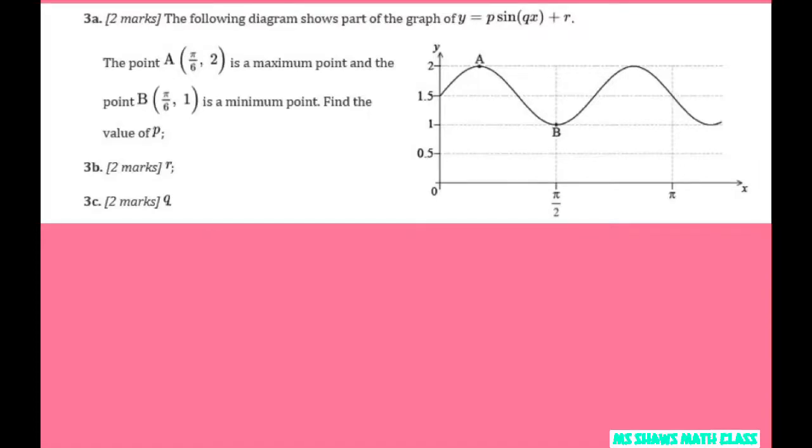We have the point A, which is pi over 6, comma 2 here. And B is the minimum point, which is pi divided by 6, comma 1. So really the minimum point should be, if B is the minimum point, this should really be pi over 2, comma 1. Looks like an error there. So find the value of P, R, and Q.